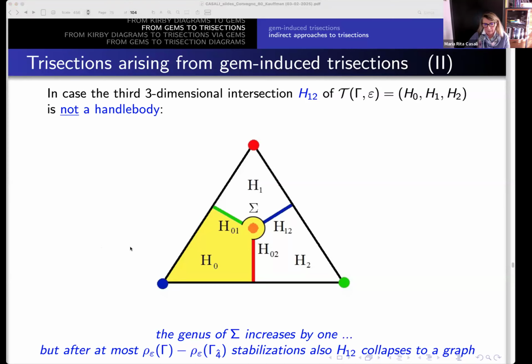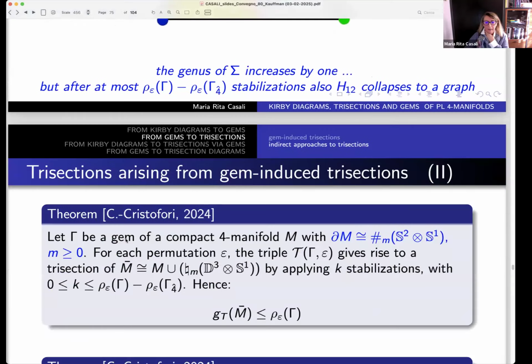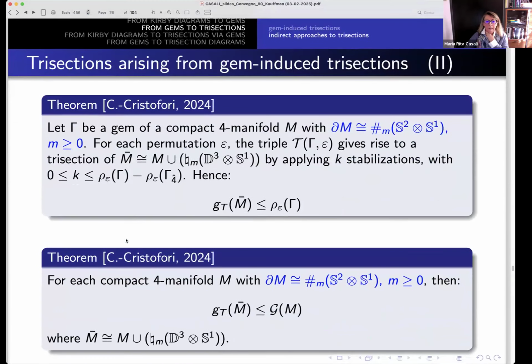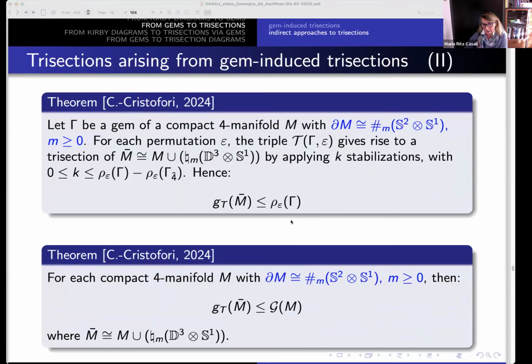And by combining this second indirect approach to the first one, we proved that a trisection arises from each gem of a compact four manifold, both in the closed case, when the boundary is empty, and in the case of the boundary equal to a connected sum of sphere bundles over S1.